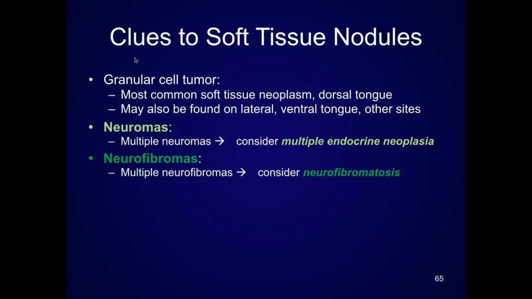When it comes to actual tumors, now this is where it gets sticky, because the textbooks will tell you that in the tongue, the granular cell tumor is the most common soft tissue neoplasm. I could debate that because fibroma may be the true answer, but the textbooks will tell you granular cell tumor.